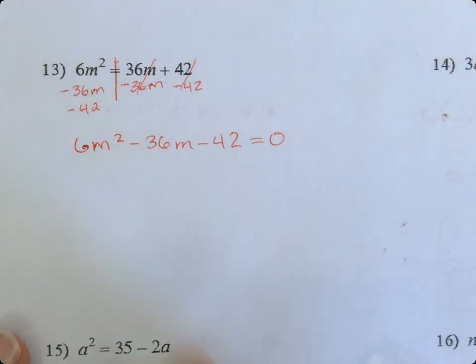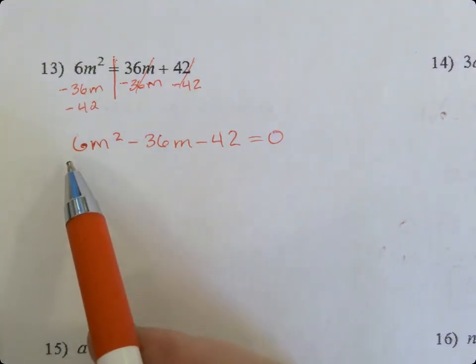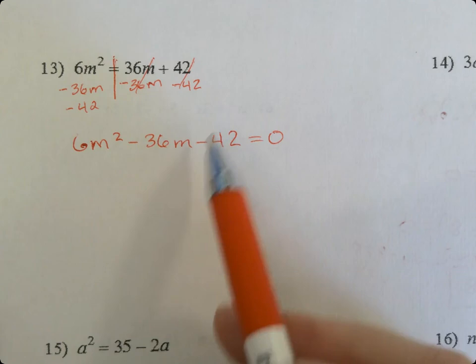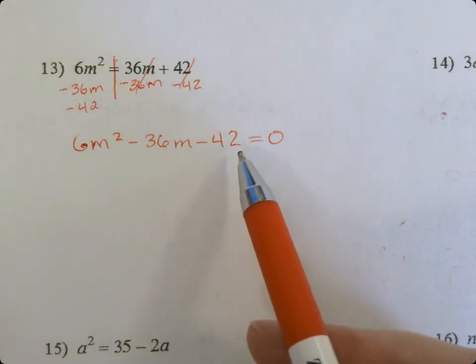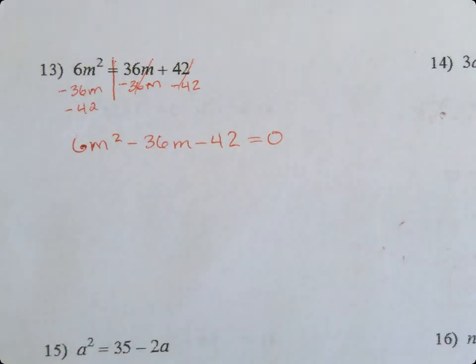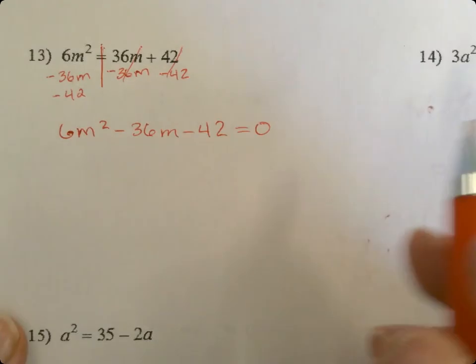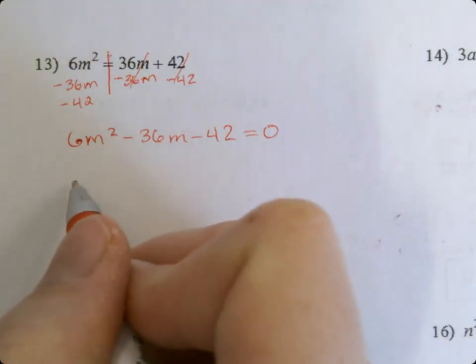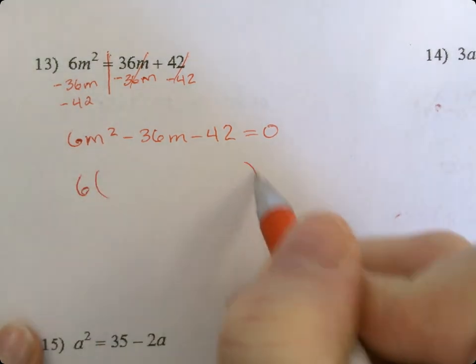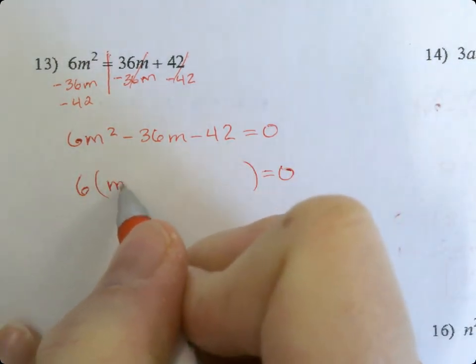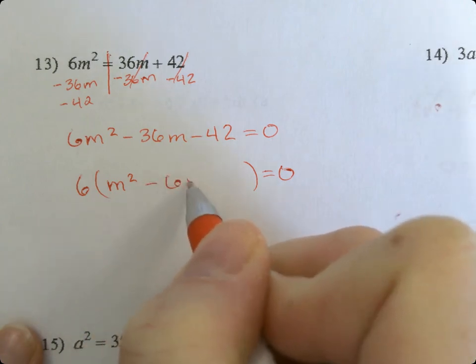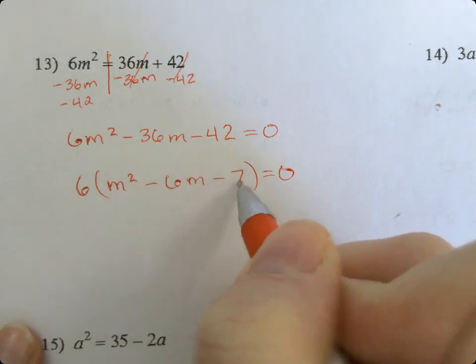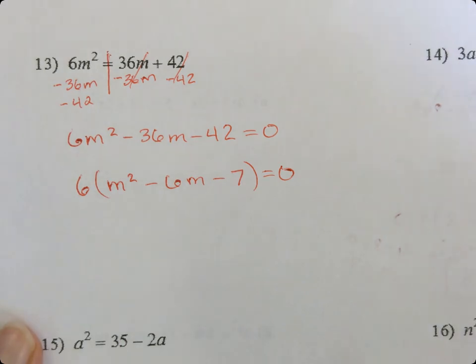Now, if I jumped into the two sets of parentheses and tried reverse FOIL, I'd have a lot more work on my hands because I could use 2 and 3, 6 and 1, and there are several factors for 42. I should try to take out a GCF first. What's the GCF? I'm going to try 6. Does everything divide by 6? Yes. Could I take an m out of everything? No. So I've got m squared minus 6m minus 7. Double check your math facts.